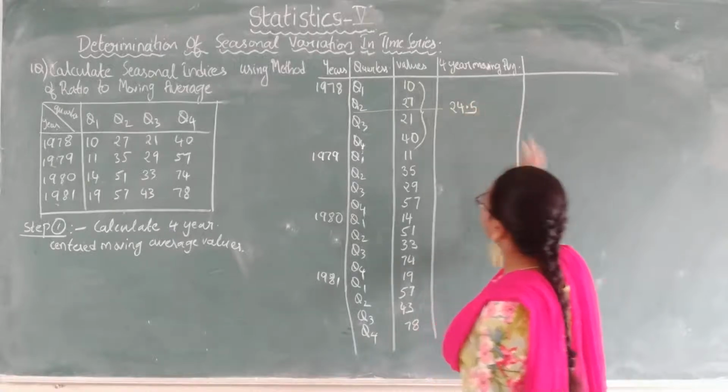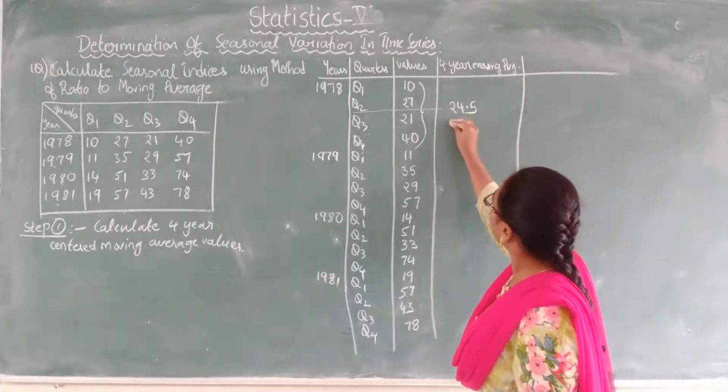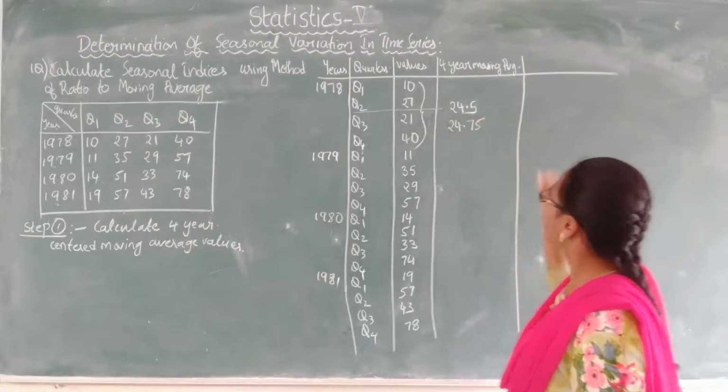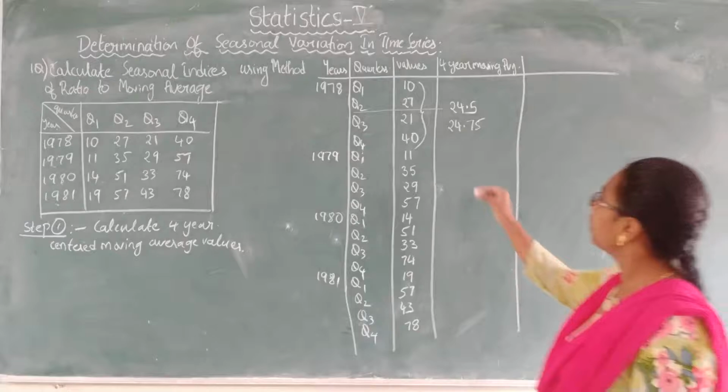24.5. Similarly, next 4 values: 27 plus 21 plus 40 plus 11 divided by 4, you will get 24.75, in between Q3 and Q4. Next value, I will leave the second one and start from the third one: 21 plus 40 plus 11 plus 35 divided by 4, you will be getting the answer as 26.75.